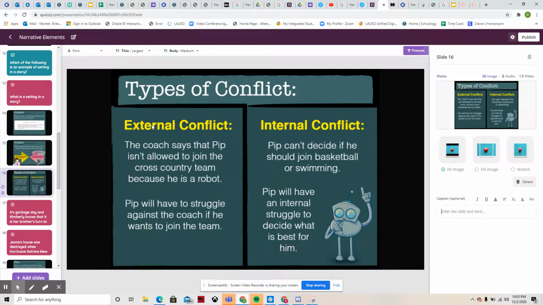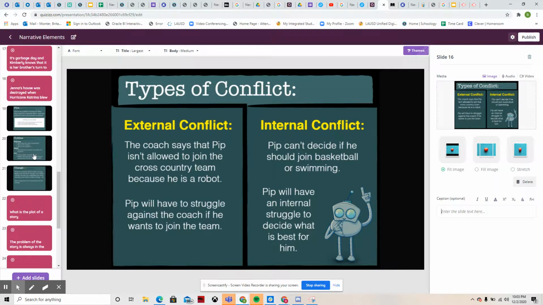Now, an internal conflict is something that happens inside of ourselves. Okay, so in means inside. So think about internal as inside yourself. So internal conflict: Pip can't decide if he should join basketball or swimming. So this is a problem inside of Pip. Pip will have an internal struggle to decide what is best for him.